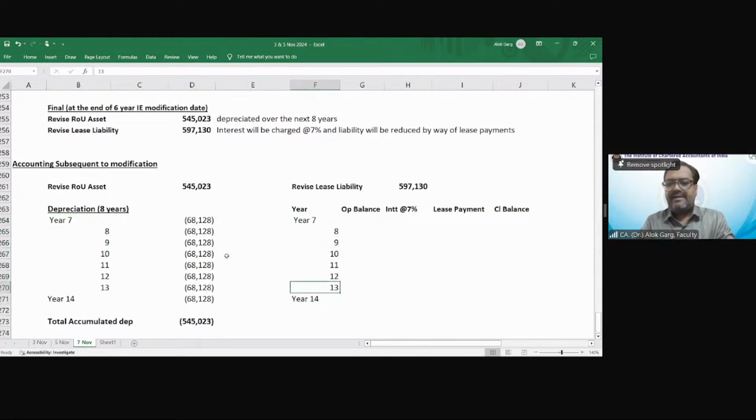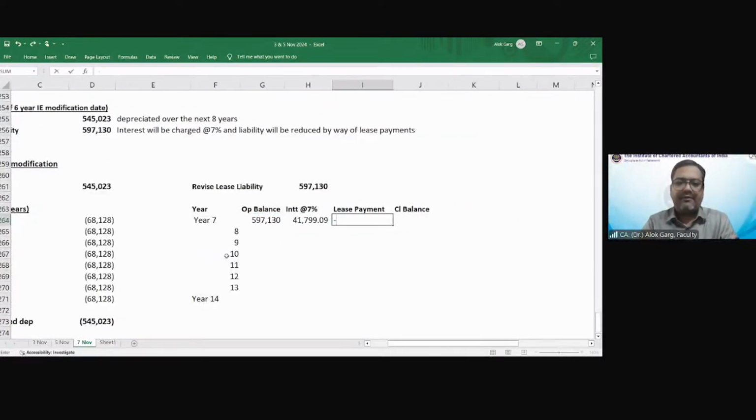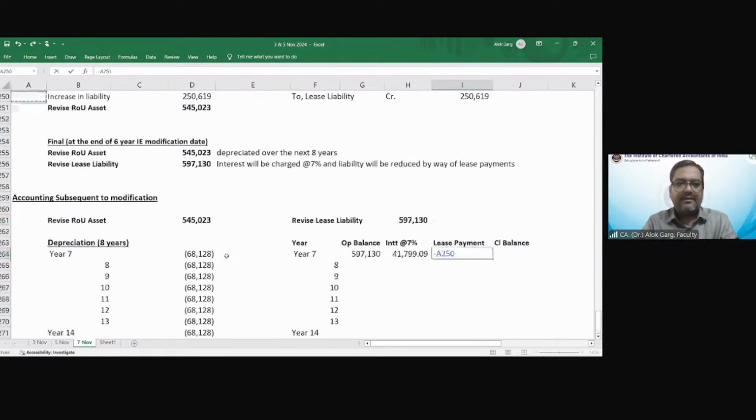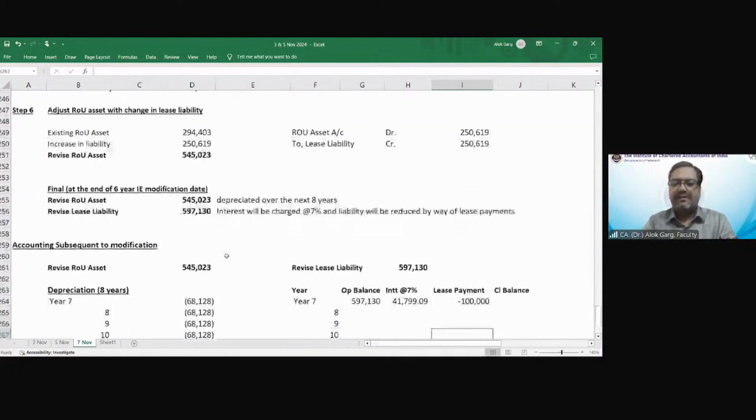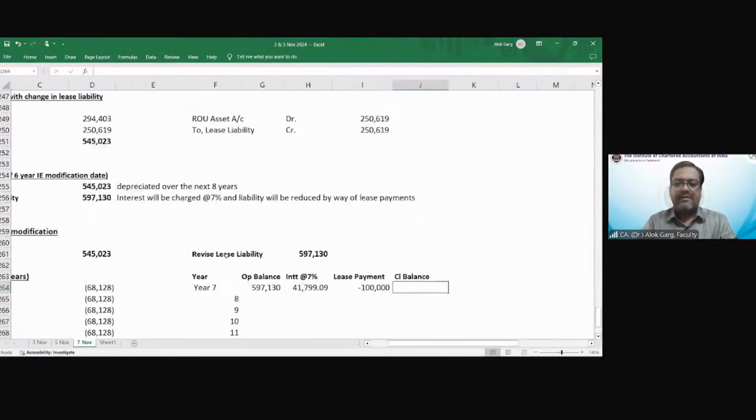Year 7, 8, 9, 10, 11, 12, 13. What is the opening balance of the revised lease liability? 597,130. What is my interest at the rate of 7%? Multiply by 7%. This payment is happening at the end. What is the payment which we have to make? We computed the revised lease payment for the revised lease liability, here it is: 1 lakh rupees every year. Closing balance is equal to the sum of these three.